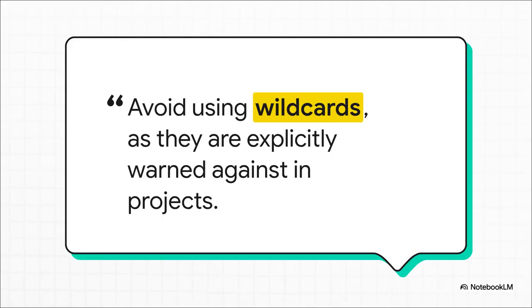And speaking of strict rules, check out this quote directly from the guidelines: avoid using wildcards like *.c, as they are explicitly warned against in standard Piscine projects. I know it is incredibly tempting to take a shortcut here, but you really have to explicitly list out your source files, ft_putchar, ft_swap, and the rest, inside your Makefile. It's a great habit to build now.